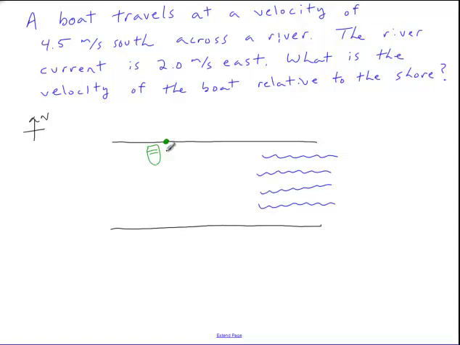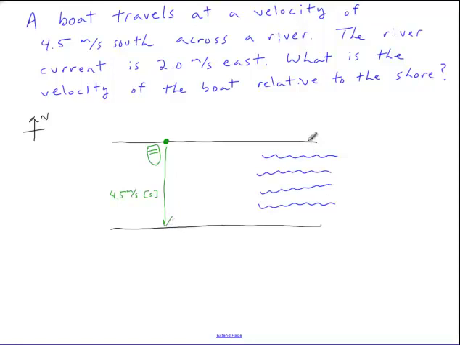And it can travel 4.5 meters per second south. So if there was no current to the water here, and we were just sitting in a still pond that wasn't moving, this boat would travel 4.5 meters per second and get to the other side right here, just directly across from where it started.